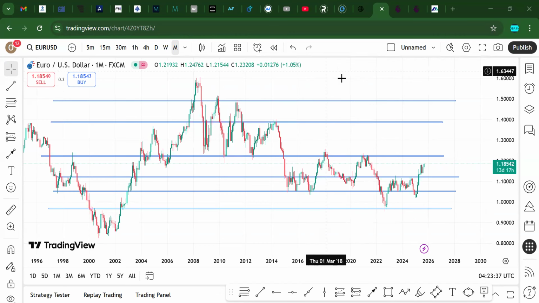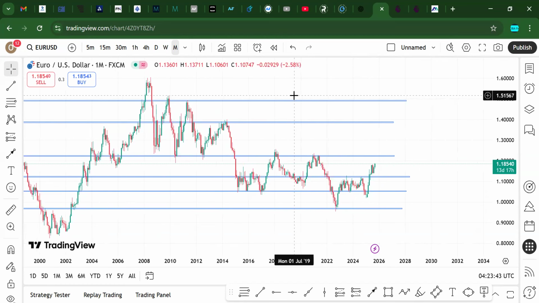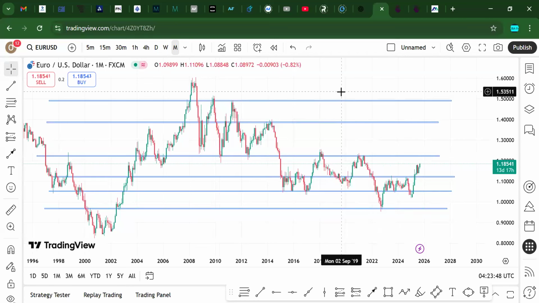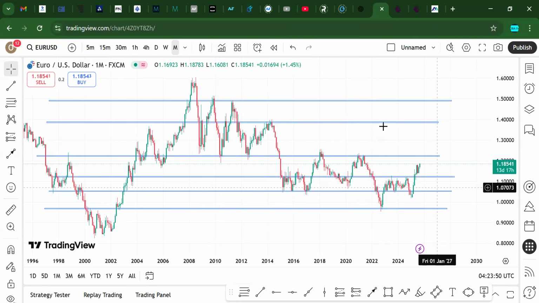As you all know, my top-down analysis is mainly done using pure price action trading strategies. So without further ado, let's get to it. Currently on the Euro USD, I'm on the monthly time frame.